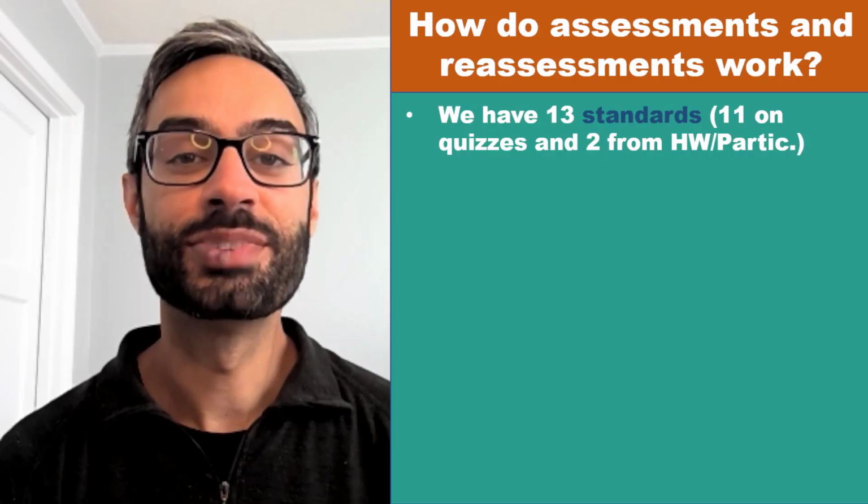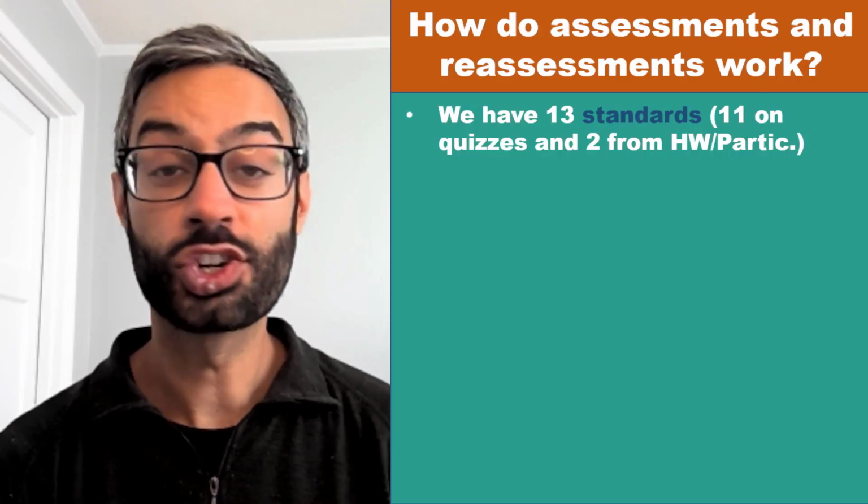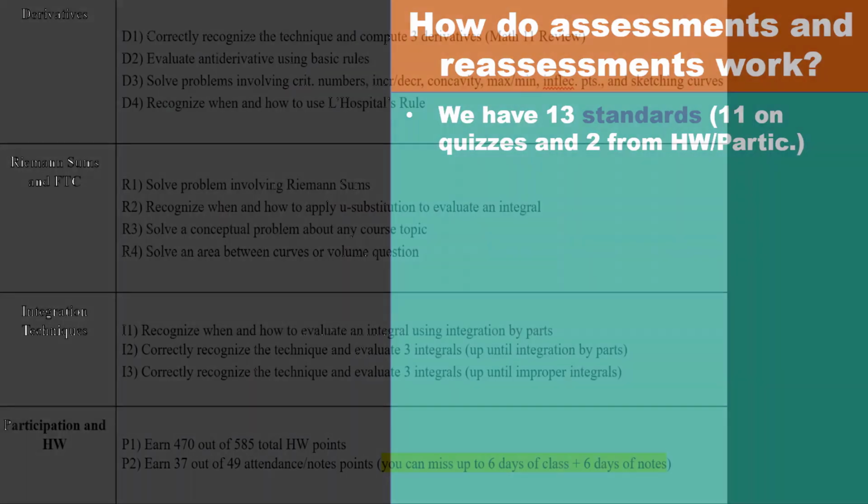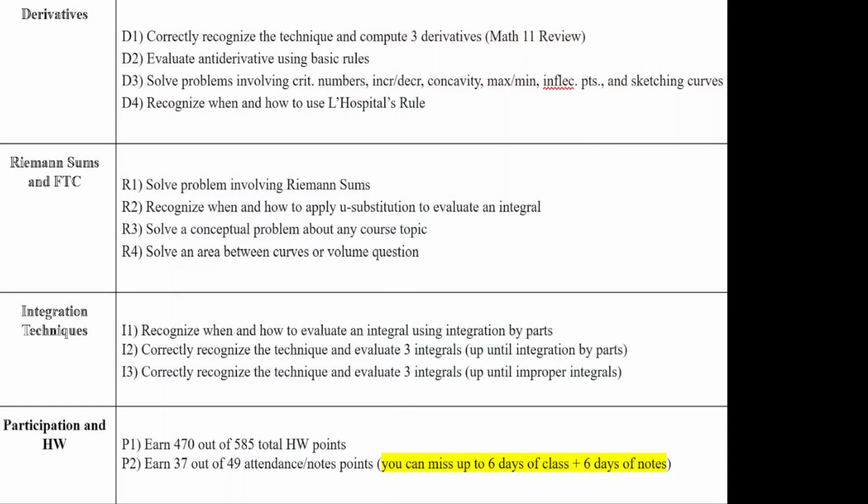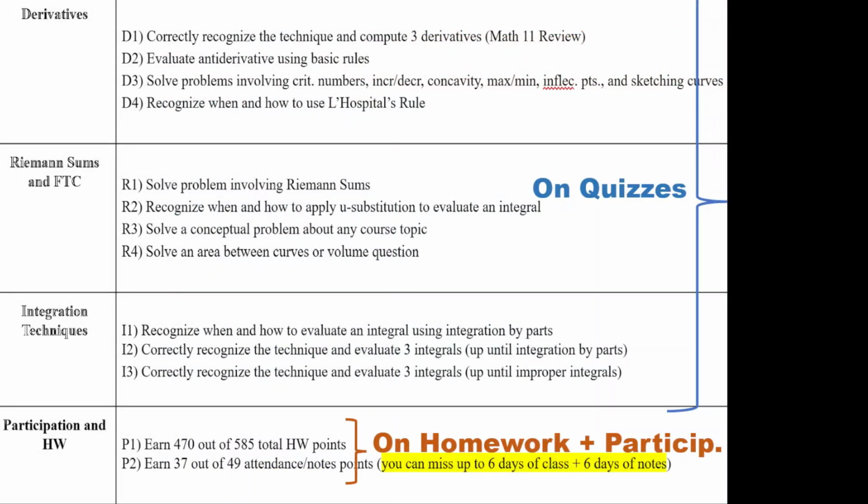And this is a thumbnail to a talk that the founder, Sal Khan, gave about the topic. So how do assessments and reassessments work? We have 13 standards, these learning objectives. Here's a list of our learning objectives. The 11 at the top, I'll assess you on in quizzes, and the 2 at the bottom are based on how you do on homework and participation.